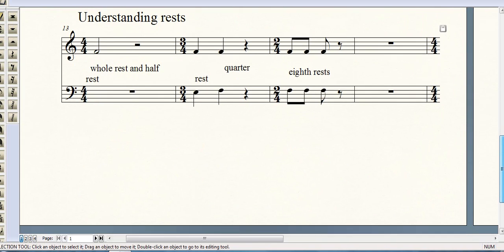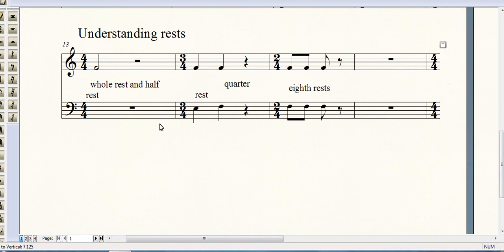Next thing we're going to look at, understanding rests. Obviously, there's times in music where you play a note, and there's times in music where you stop playing for a second, or for more amount of time. Whenever you stop playing and you're not doing anything, that's just called resting. I think that's pretty simple. Here we have an example of a whole rest and a half rest.